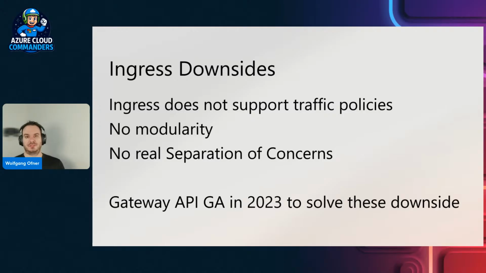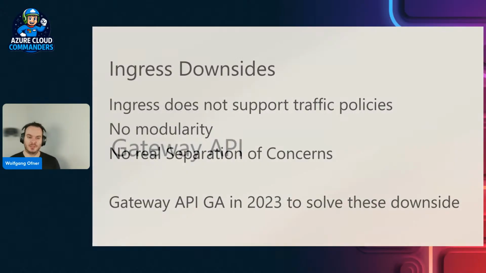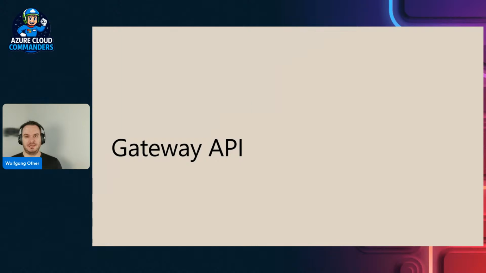All these problems should be solved with the Gateway API. The Gateway API went GA in 2023, and it took all the learnings from ingress and tried to improve upon them. So I think you can call the Gateway API kind of ingress version 2. And now let's take a look at how this Gateway API works.